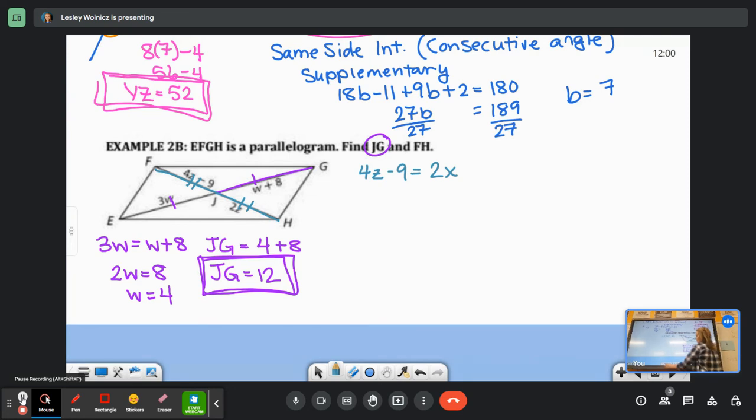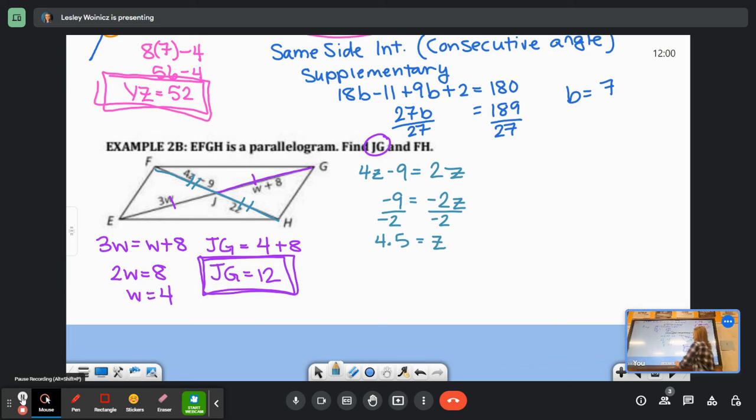Which side do you want the z's on? On the right? Yeah. Okay. So we'll subtract away the 4z, and that gives us negative 9 equals negative 2z. Divide both sides by negative 2. And I get 4.5 is my z. Now, before we just wanted half of a diagonal. Now we want the whole thing. So we can find one piece and then double it.